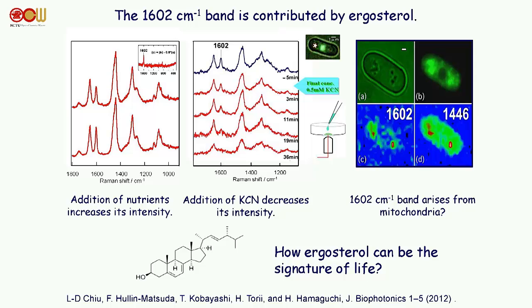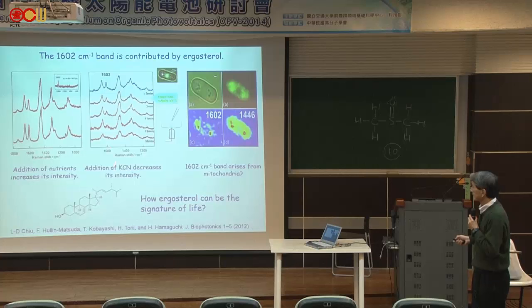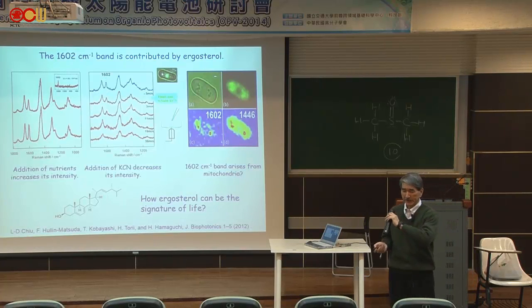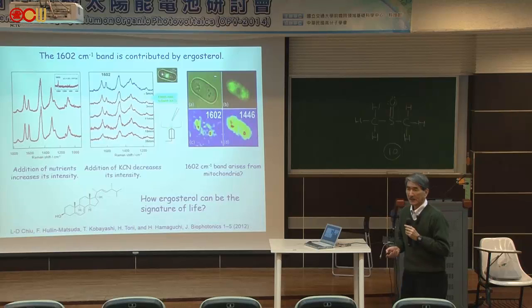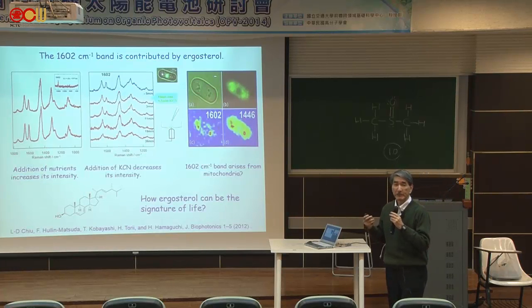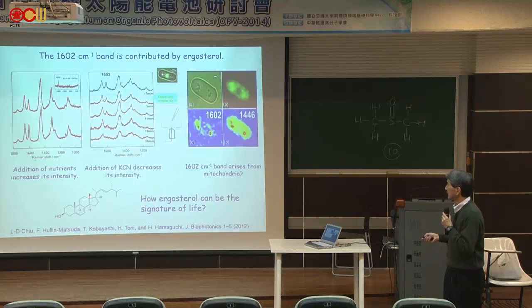And very recently we found that this 1602 wave number band comes from ergosterol. It's a sterol molecule like that. And it is now known that ergosterol plays a key role in maintaining life. It is something like cholesterol in the animal cells, and it regulates the hardness of the membrane. But no one knows what the real function of ergosterol is. But we found that ergosterol is a good marker of the cell activity.